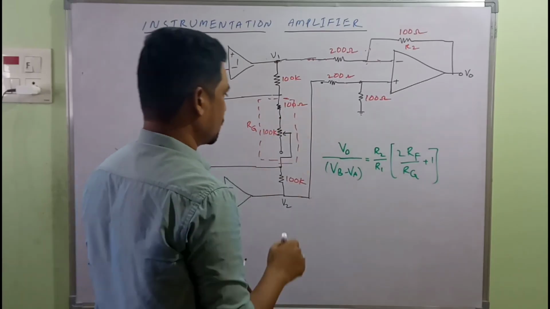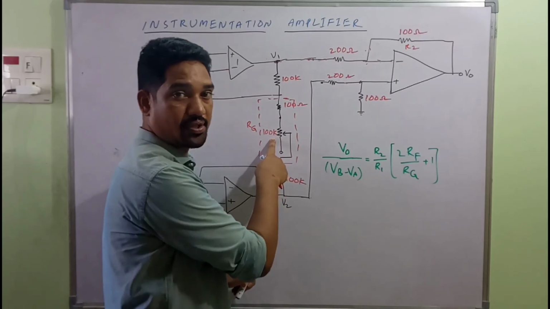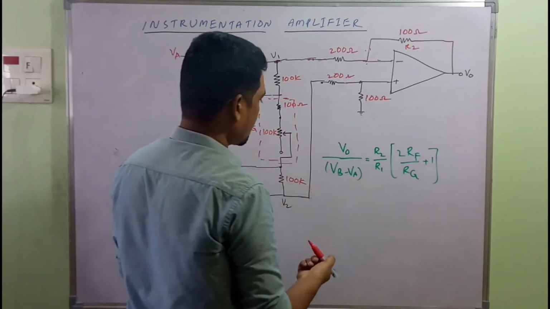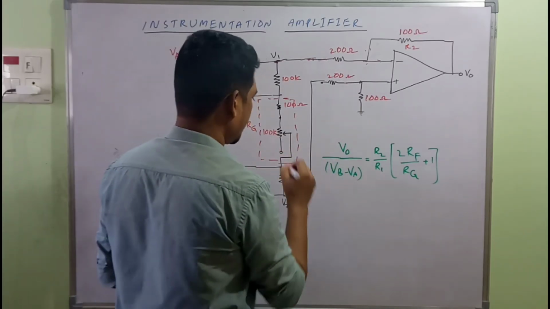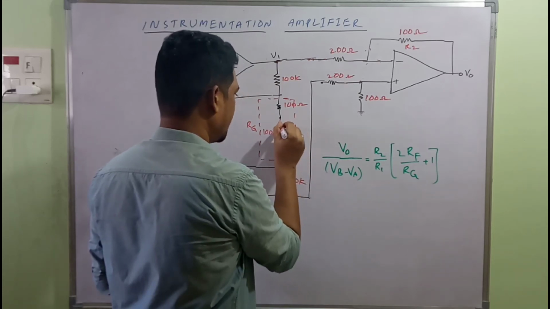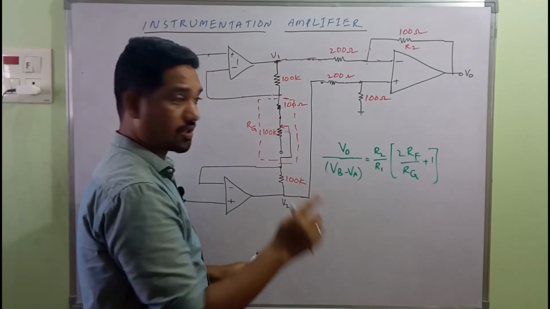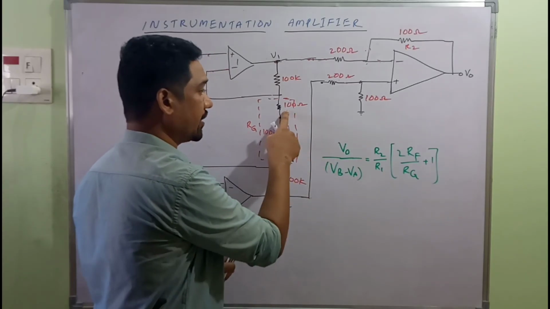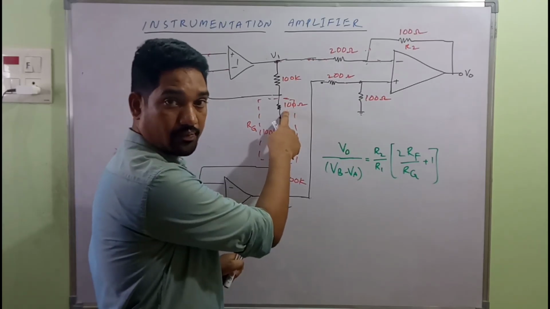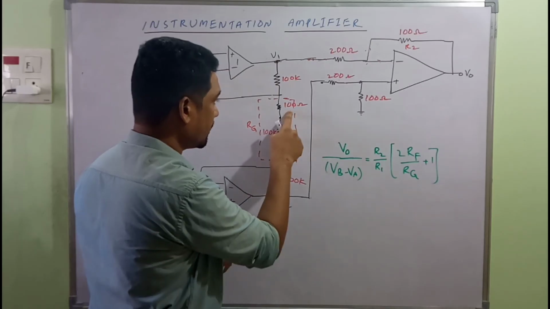Guys, with these values, for the minimum and maximum value of RG, when RG is 0 and when RG is 100K, what may be the gain? When the potentiometer is 0, it's not included in the network. Sorry, when the potentiometer is made 0, RG will be only 100 ohms. I'm very sorry.